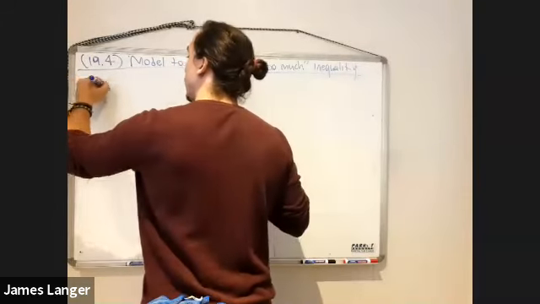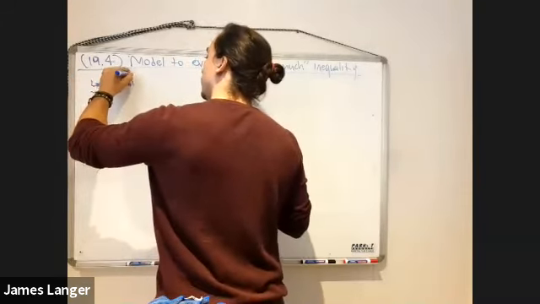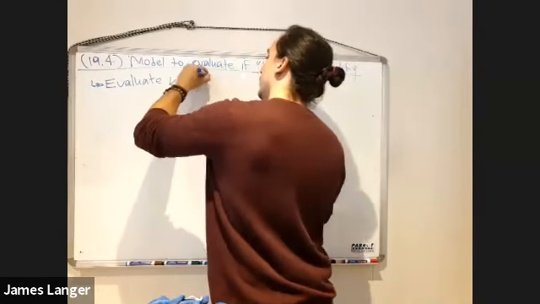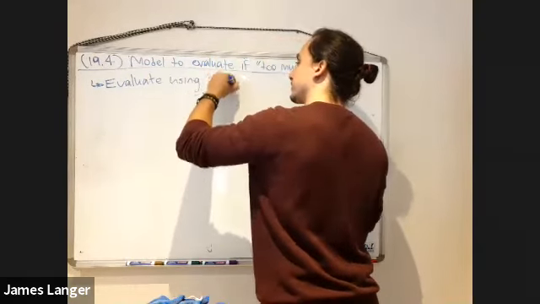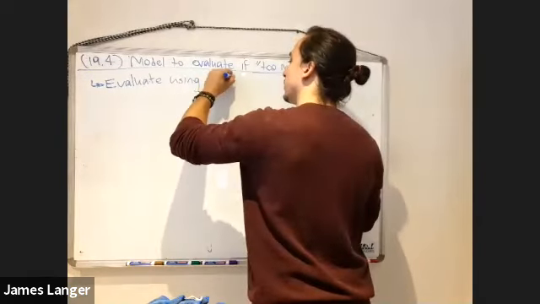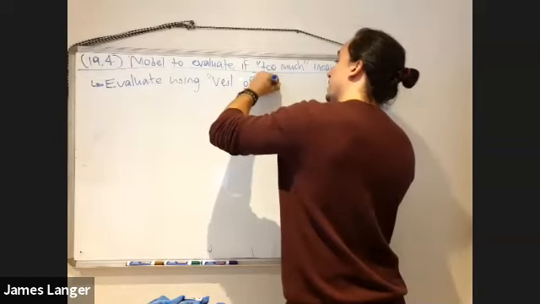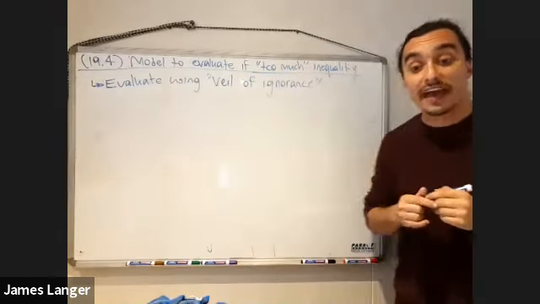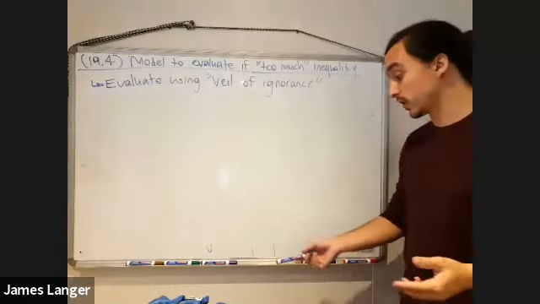So we're going to create a model where we would then look at that model and evaluate using the veil of ignorance. So what is the veil of ignorance that we're talking about here?